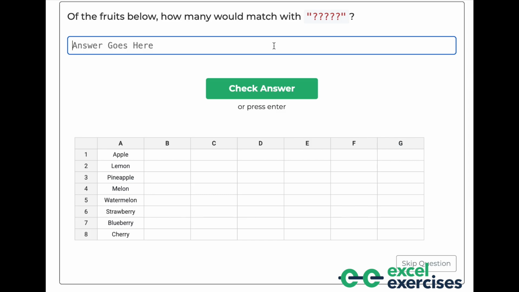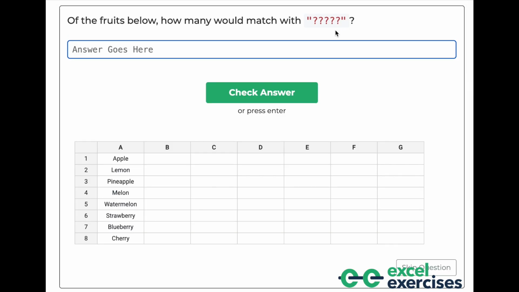And of the fruits below, how many would match with 5 question marks? Remember, each question mark is one character. So we're looking for anything that's 5 characters long, regardless of what the characters are. Apple, that's 5 characters long. Lemon, melon, and that's it. So 3.